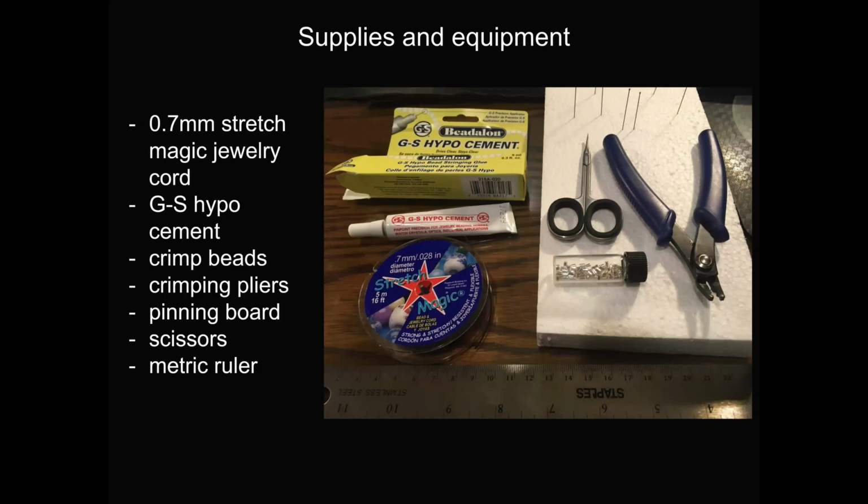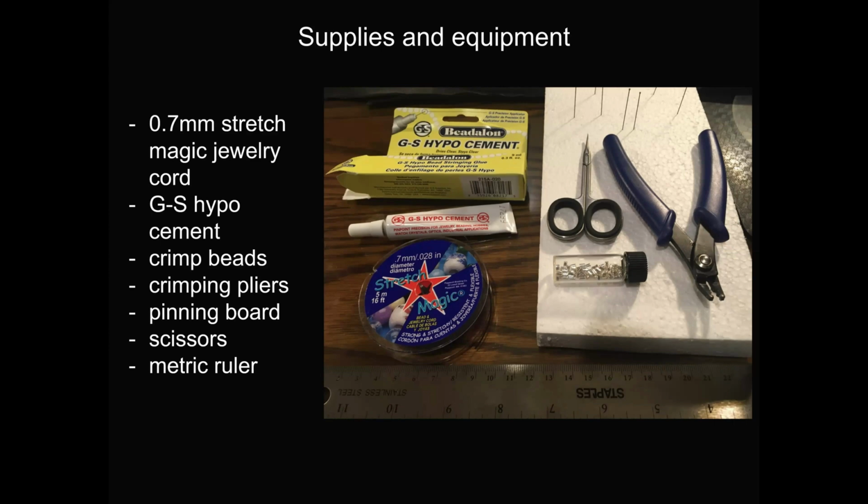For the tags, we use this Stretch Magic jewelry cord. We use 0.7 millimeter. I think you can use smaller or bigger cord depending on the bird species that you're working with. We found that the 0.7 millimeter worked really well for the towies. And we did use this hypo cement just to secure the knots, because we didn't want the knots to come undone.